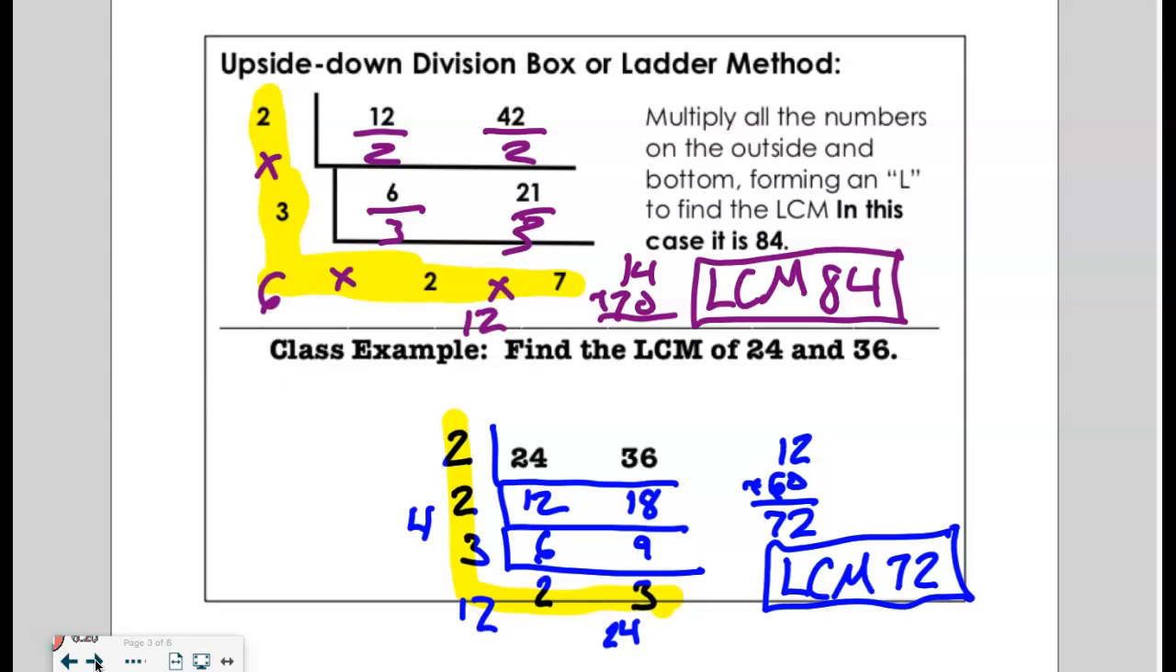So let's try that one again. That method, we have 34 and 54. So the smallest prime number that divides into both 34 and 54 is 2. So half of 34 is 17. Half of 54 is 27.